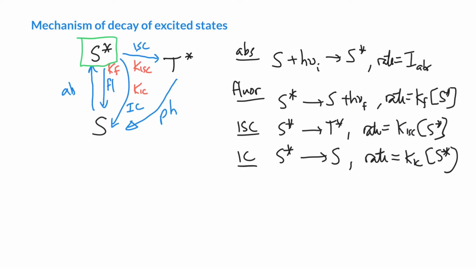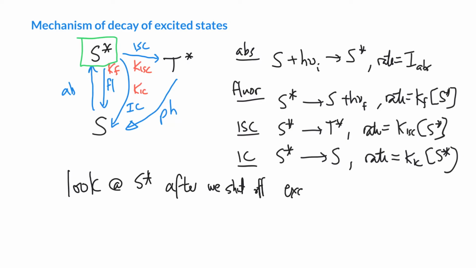So we're just going to study and see what happens to this excited state within this model. To simplify things, we're going to look at the concentration of S star immediately after we turn off the light, immediately after we shut off the incident light. So we don't have to worry then about what happens, right? We've got the excited state decaying, and as long as we shut off the excitation light, we're not going to be creating more of this excited state.